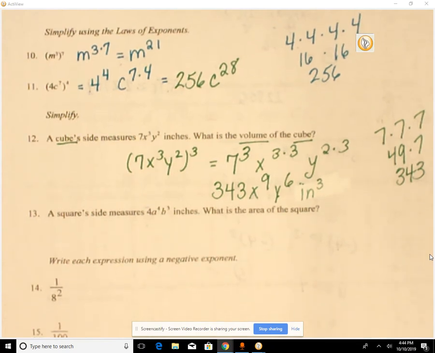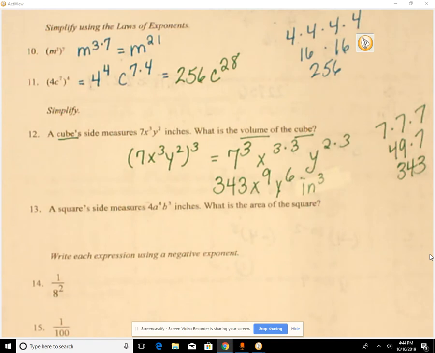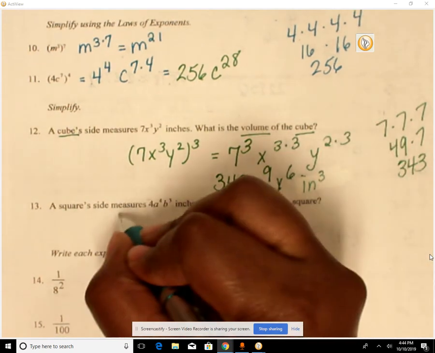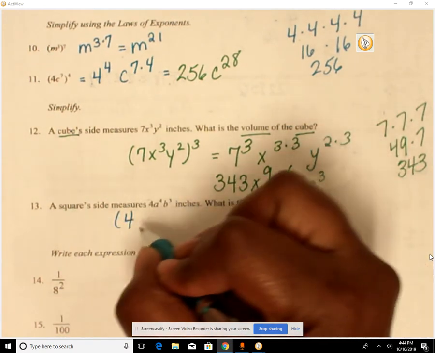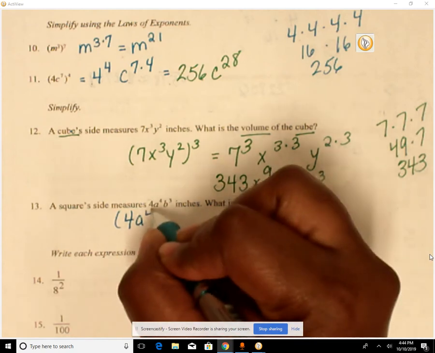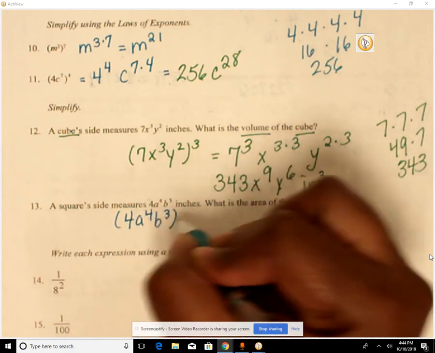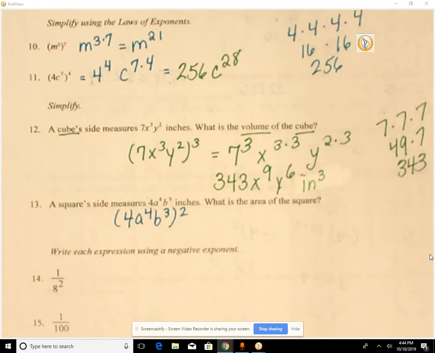No, that's not cubed or to the 3rd power. Square is to the 2nd power, yes. I hear you over there. I hear you. It's to the 2nd power. B's to the 3rd power, and then everything's to the 2nd power.